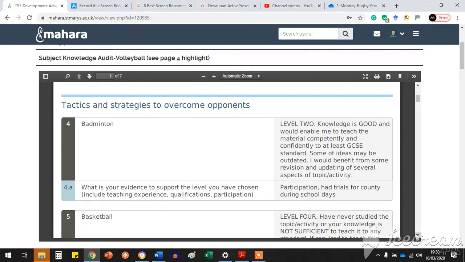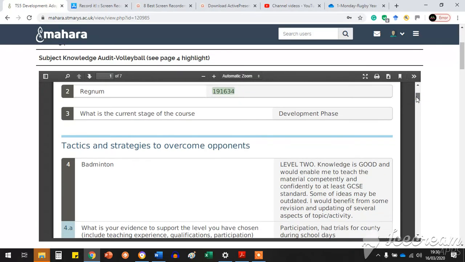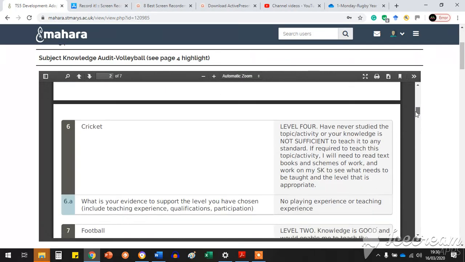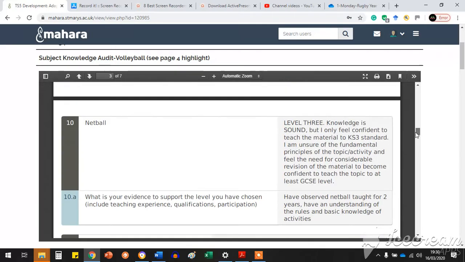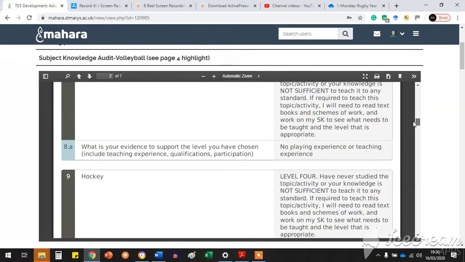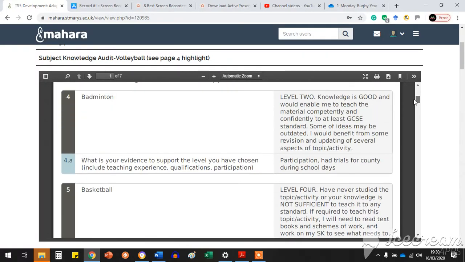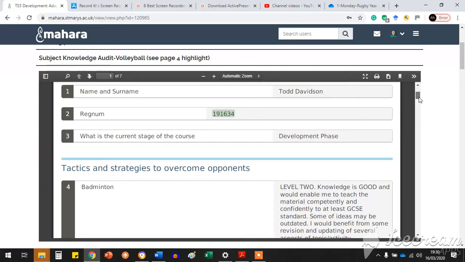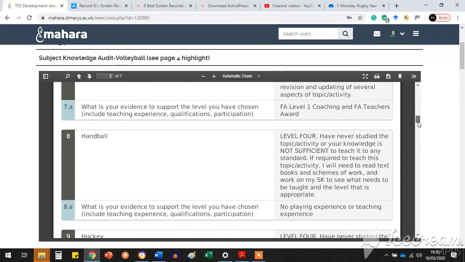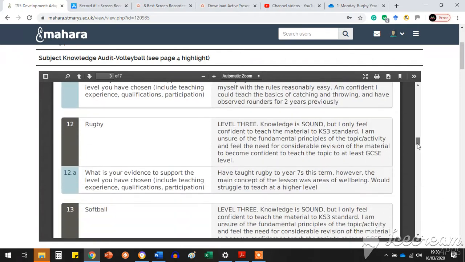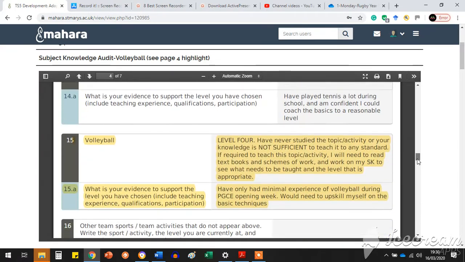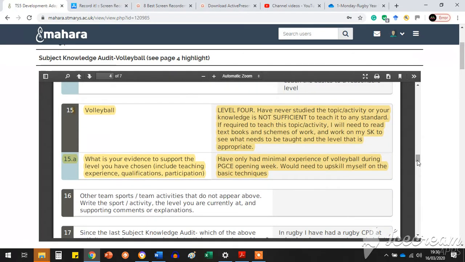Now, although this standard is about differentiation and not subject knowledge specifically, I felt that with my low level of subject knowledge on volleyball anyway, I would struggle to teach and effectively adapt the lesson if I didn't have a basic grasp of it in the first place. So I rated myself as a level 4, so not sufficient to teach at any standard.